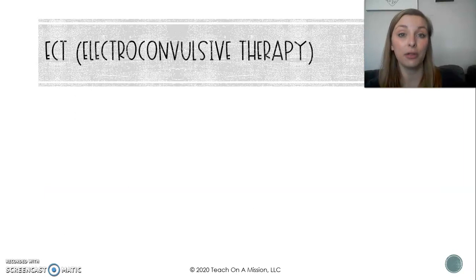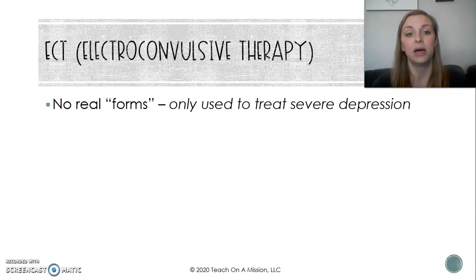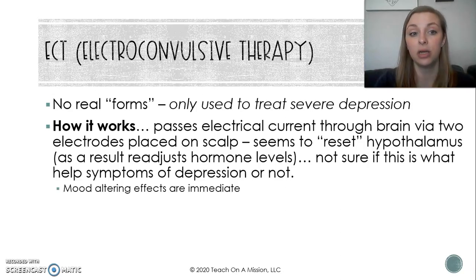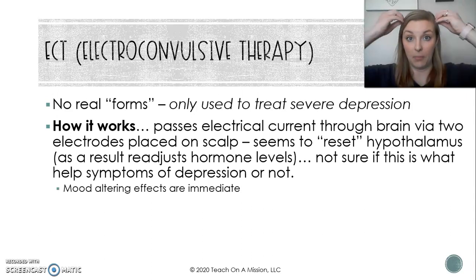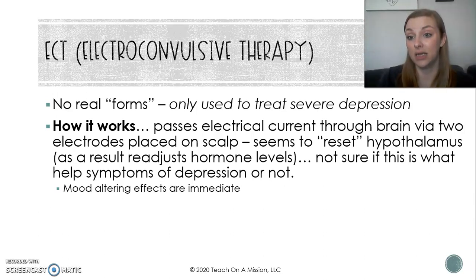Okay, so some other therapies that are not drugs, ECT, electroconvulsive therapy. There's really no real forms of this, but what we use this for, it's shock therapy. It's used to treat severe depression. And basically what it does is it passes an electrical current through the brain with electrodes that are on the brain. And basically what we've seen that it does is it resets the hypothalamus, and which then resets the hormone levels.